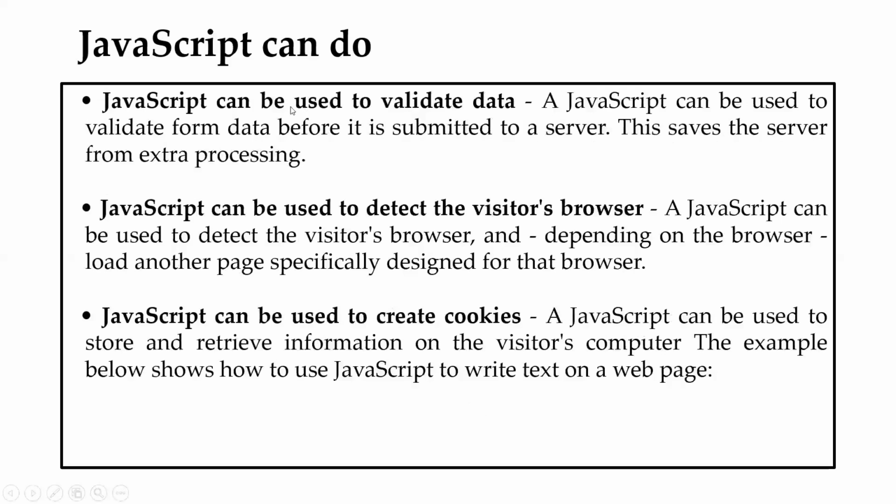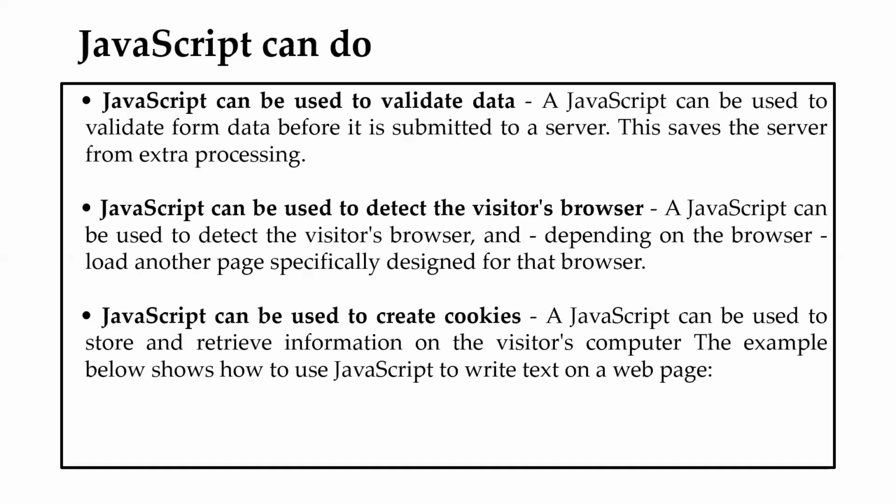JavaScript can be used to validate data. This is the main part, the main objective of JavaScript. By using JavaScript, we can validate the user information before submitting it to the server.